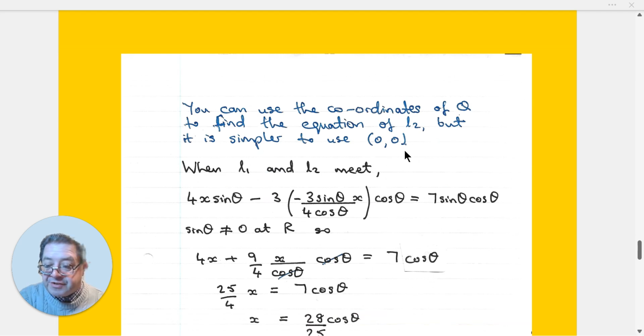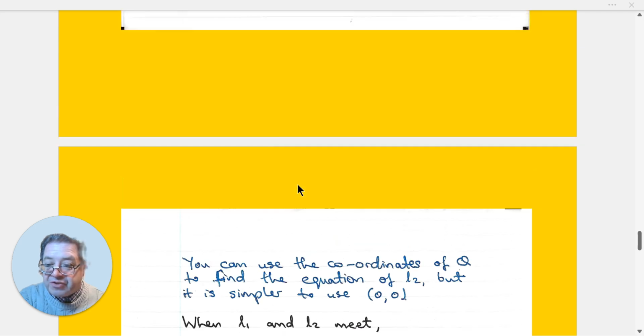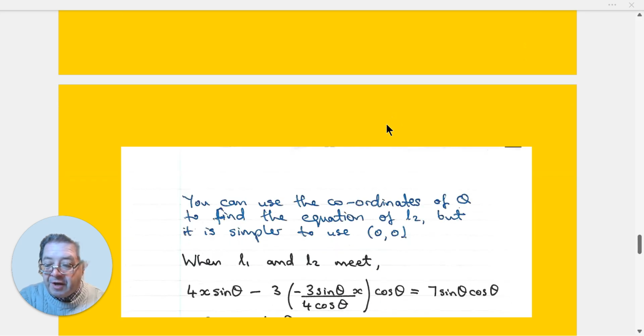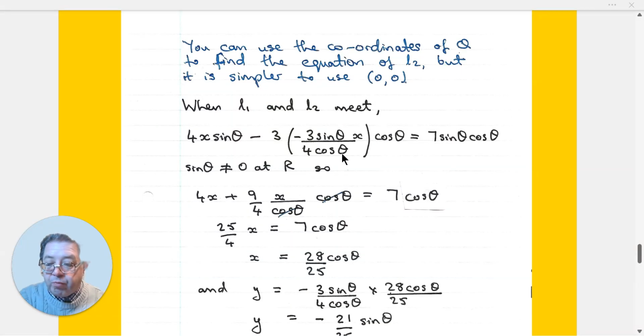So when the lines meet, I'm taking the equation of L1 and replacing the y value by the equation of L2. So L2 is y equals minus 3/4 sine theta over cos theta x. I'm taking that and putting it in instead of y. And I now need to rearrange to find x and then to find y. Sine theta can be cancelled everywhere. Sine theta is not naught at the point that they meet. It's not on the x-axis.